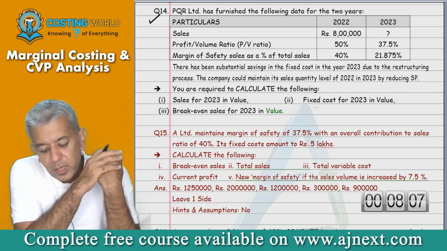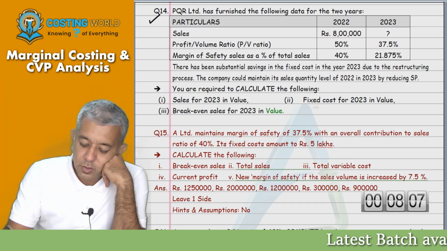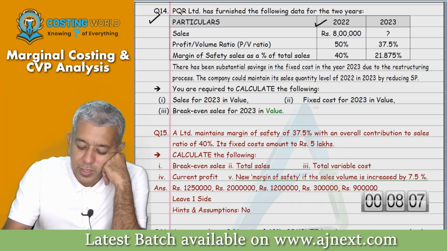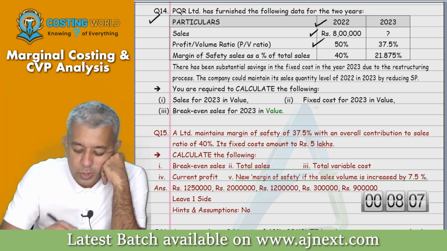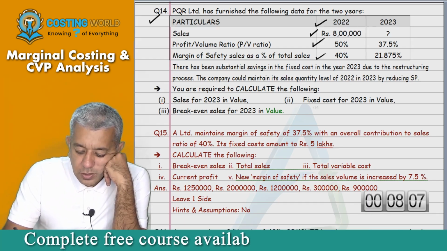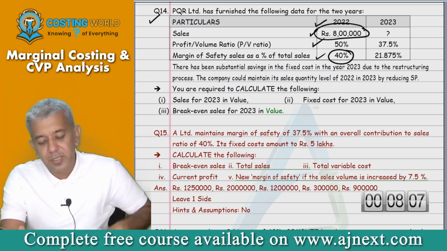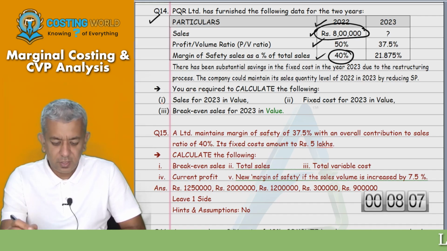Let's do that. PQR Limited has furnished the following data for 2 years. What data? 2022. They give you sales. They give you PV ratio. Margin of safety as a percentage of sales. So if 8 lakh rupees is sales, its 40% is nothing but margin of safety. Okay, further.